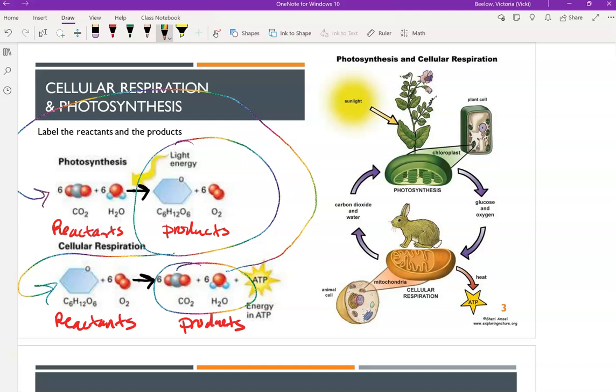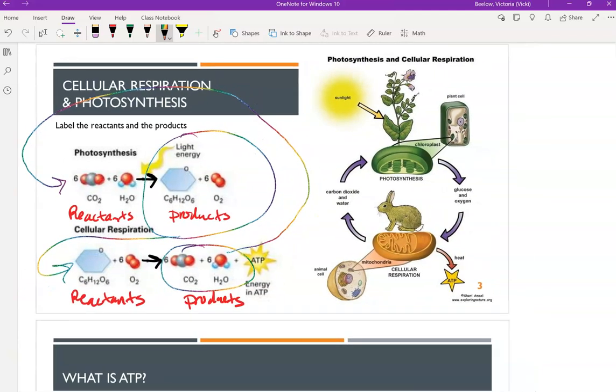Those are the reactants that are needed for photosynthesis. Photosynthesis, plants need water. They take in carbon dioxide and sunlight energy in order to make those things. So we kind of have this continuous cycle between us as animals, as heterotrophs, and plants.